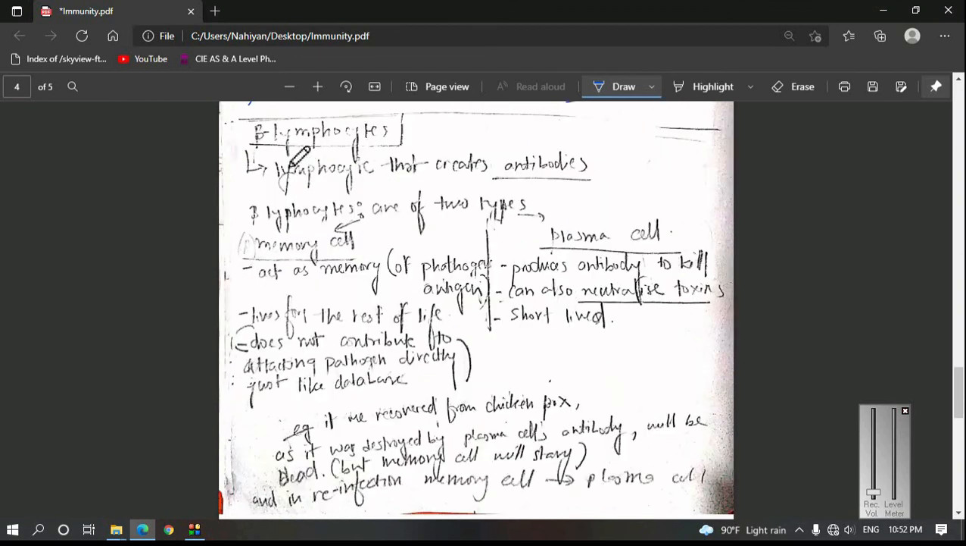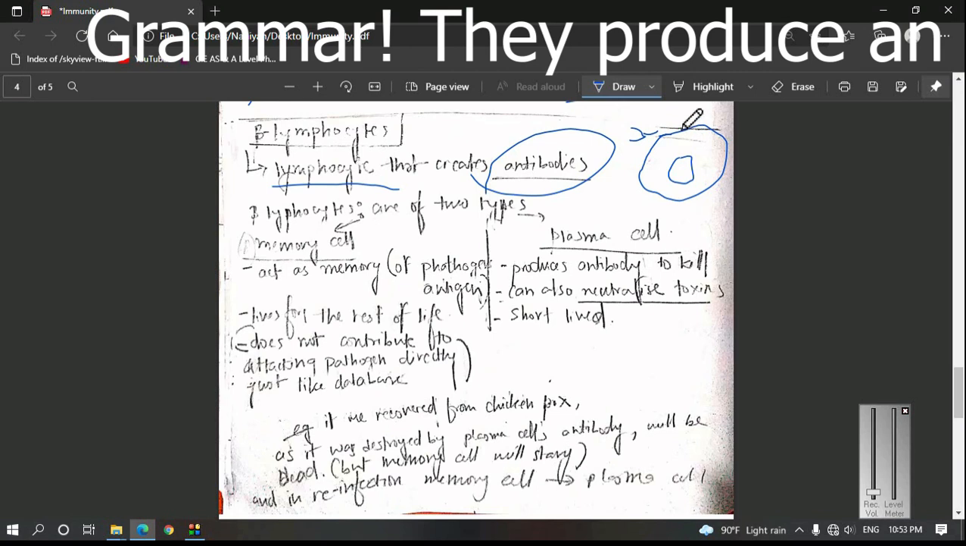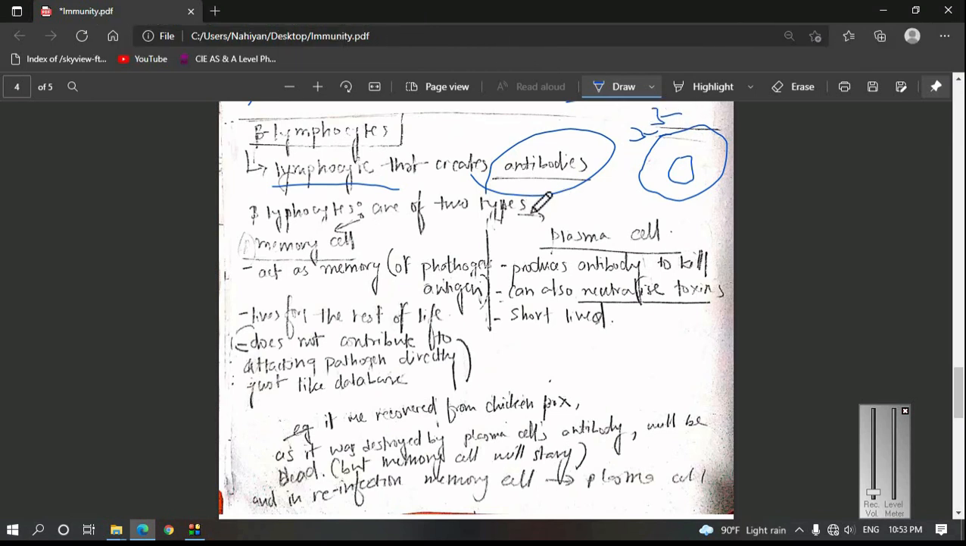Let's first talk about B lymphocytes. What B lymphocytes do is they're lymphocytes and they create antibodies. It's a cell with a nucleus, and they produce antibodies. That's what they do. Within that there are two types: one is the memory cell and the other one is the plasma cell.